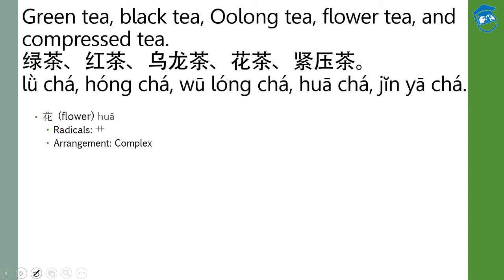And then the next word is hua. Hua means flower. Okay, this is a pinyin hua, and the radical is this one. The arrangement is complex because you have top and bottom component, and for the bottom component you have left and right components. Let's look at how to write hua. 1 2 3 4 5 6 7. Okay, 7 strokes for this word, 花.